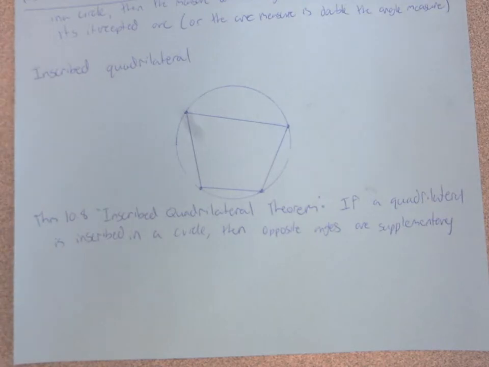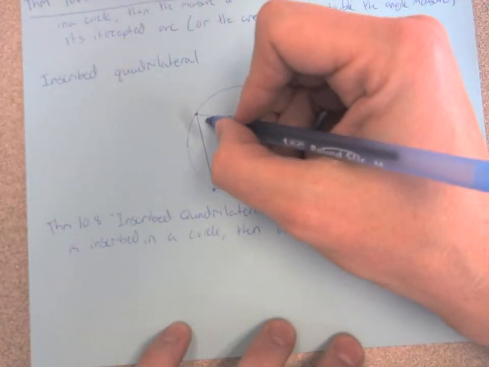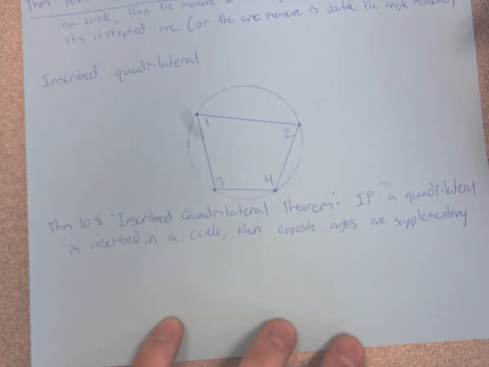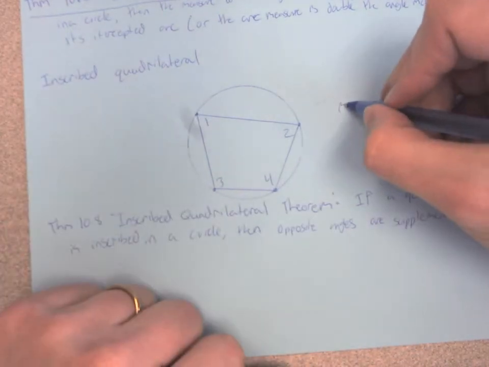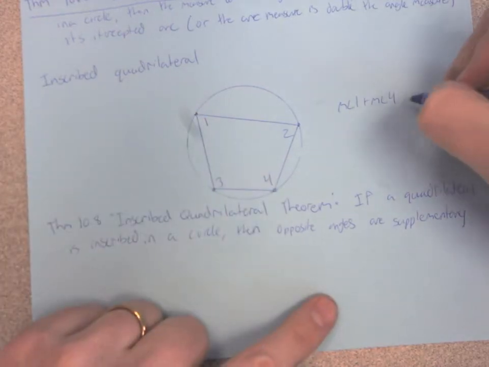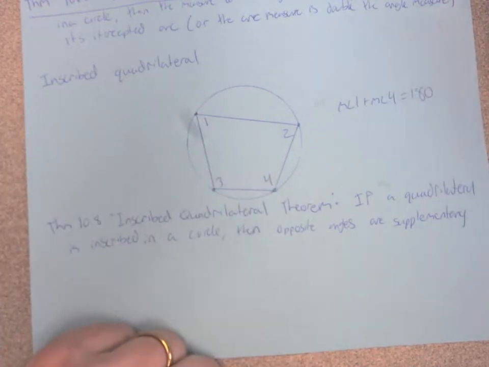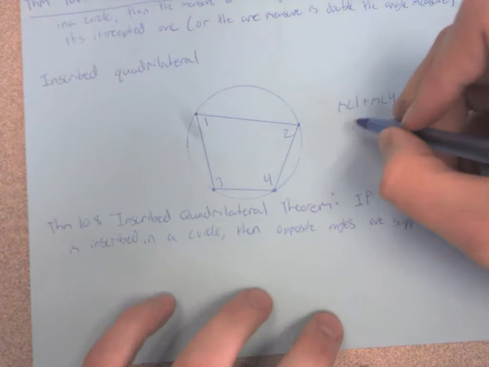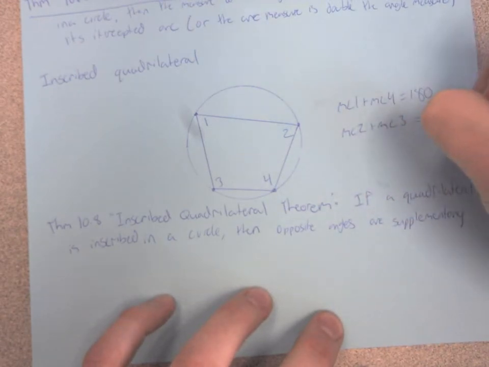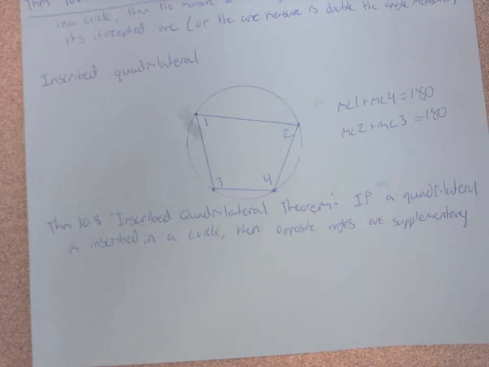Okay? That's the fact that you've got to know, and you're going to use that fact on your homework as well. So let's say we got some angle measures in here. What this is saying is that the measure of angle 1 plus the measure of angle 4, opposite angles, equals 180, supplementary. Okay. Also, the measure of angle 2 plus the measure of angle 3 also has to equal 180.